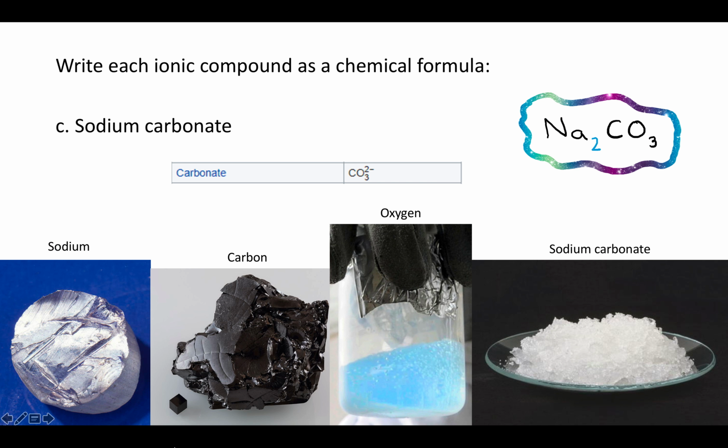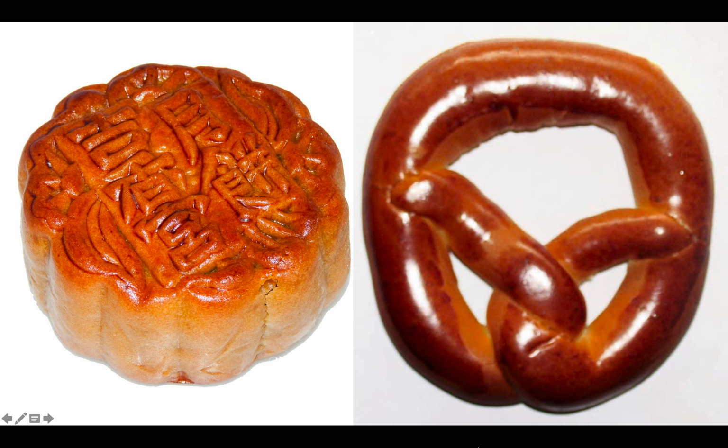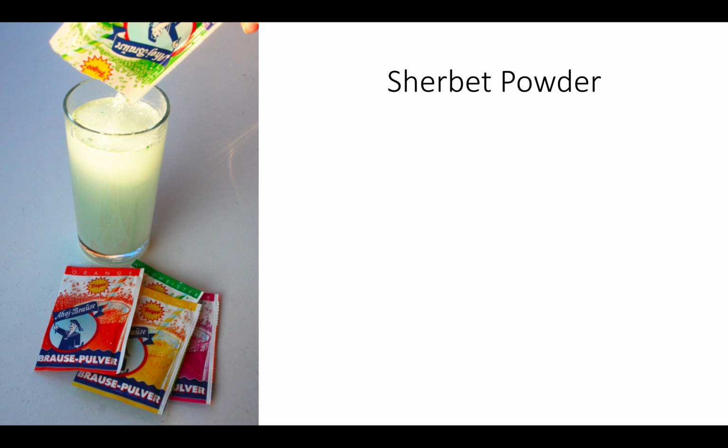So if you take carbon and oxygen and mix them together in just the right way to get carbonate, and then combine that with sodium, you'll get sodium carbonate. Sodium carbonate has a bunch of uses. They add it to different breads to help them to brown. So on the left you have a Chinese mooncake, on the right you have a Bavarian pretzel, and it's sodium carbonate that's helping them get that dark brown color at the top.